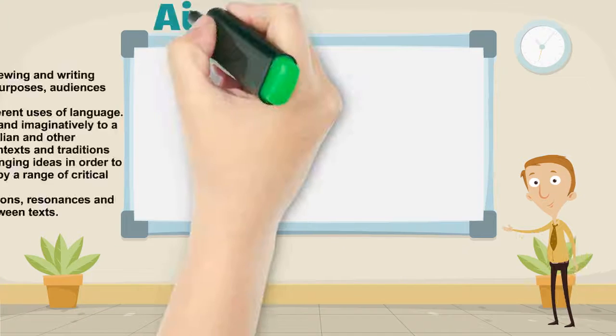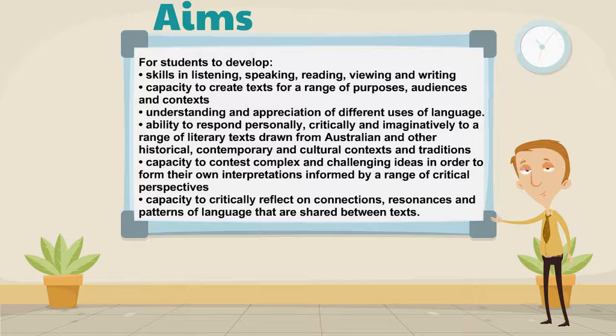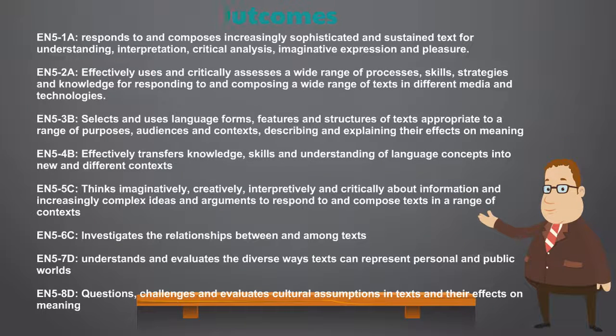The aim of our English Year 10 program is to enable students to understand and use language effectively, to appreciate, reflect on, and enjoy the English language, and to make meaning in ways that are imaginative, creative, interpretive, critical, and powerful. By the end of this course, students will be able to respond to, compose, and study a range of texts by achieving the following outcomes.